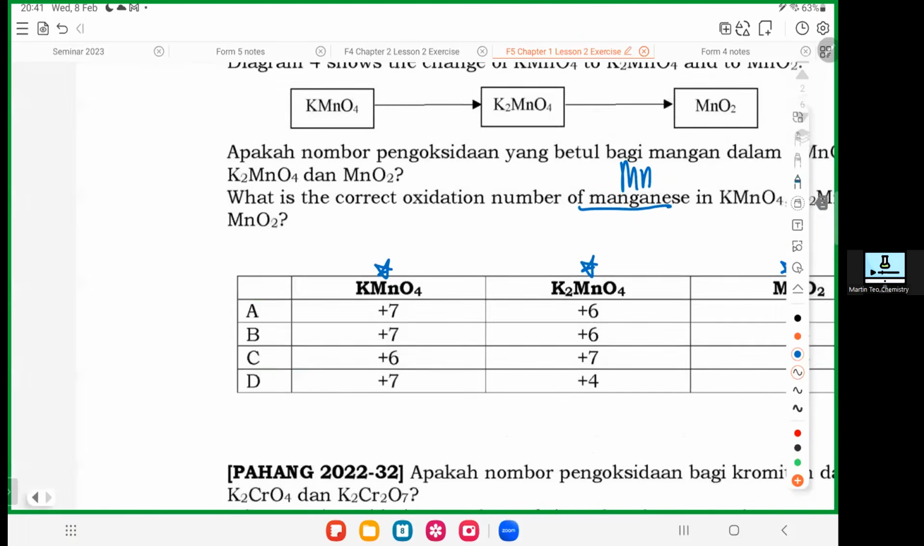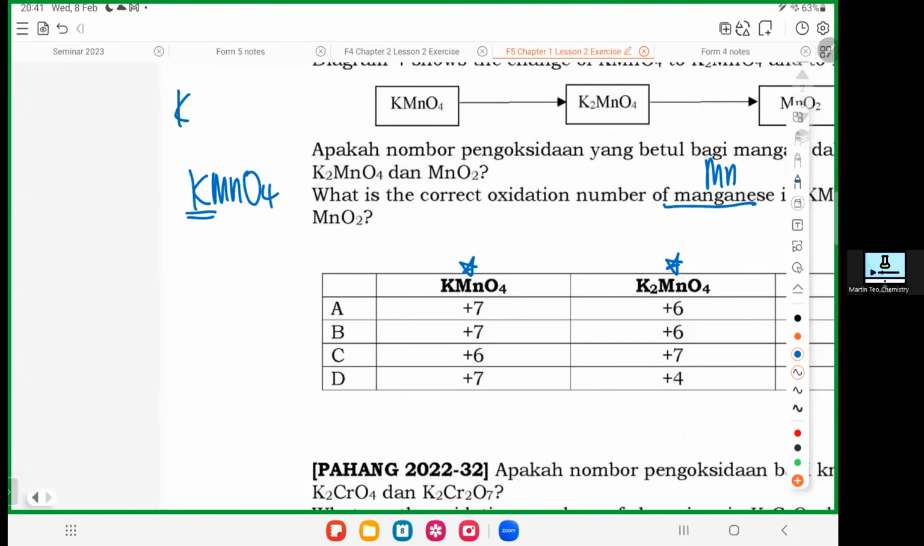So let's try it. KMnO4. K is K+, oxidation number +1. Mn, don't know, copy back. Oxygen is -2 times 4. So equal to total charge. Do you have a total charge here? 0. So Mn is +7. So the Mn here is +7.